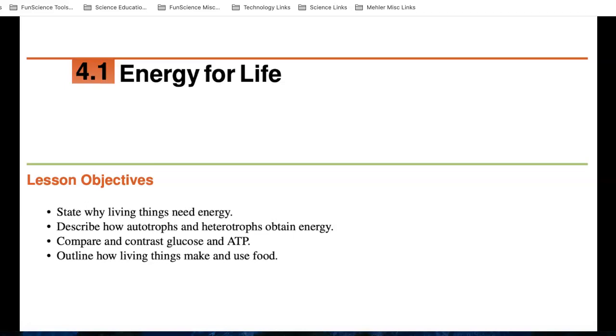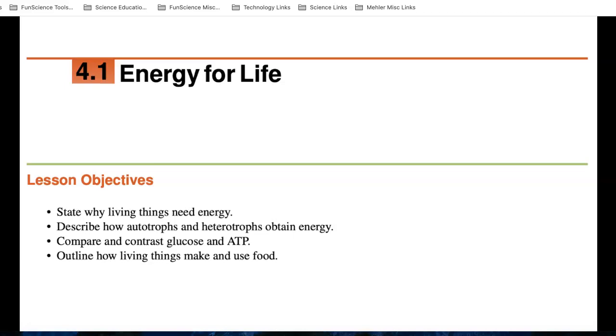Because there's a natural connection between 4.1 and 4.2, this screencast will be both of those combined. So let's take a look at 4.1 and the lesson objectives. So we're going to look at why we need energy to begin with and the difference between autotrophs and heterotrophs.